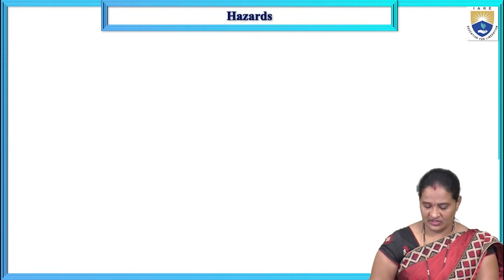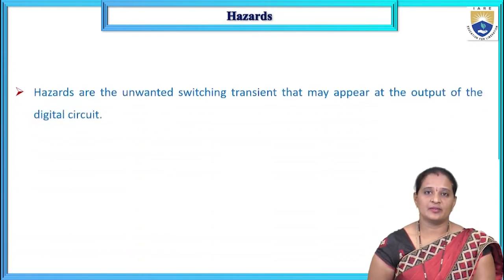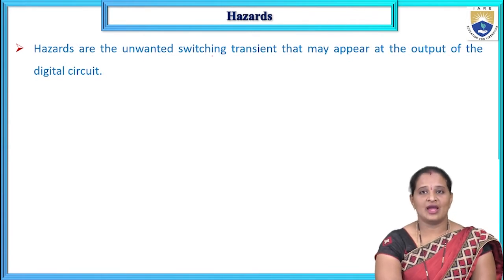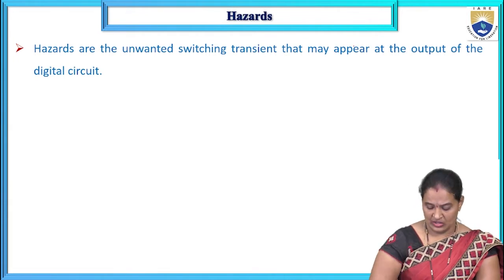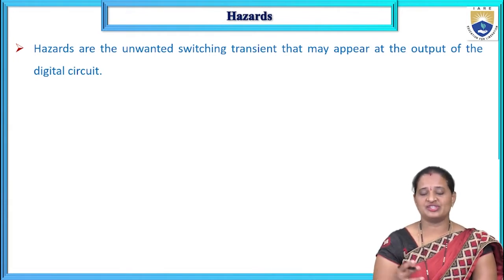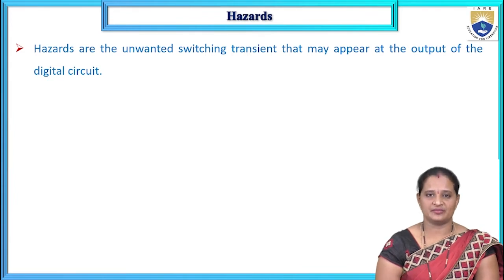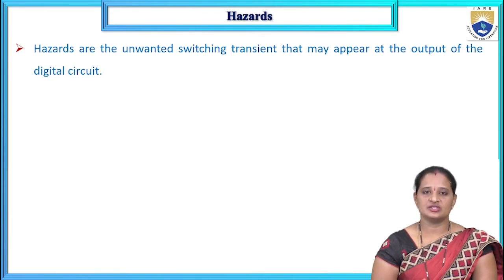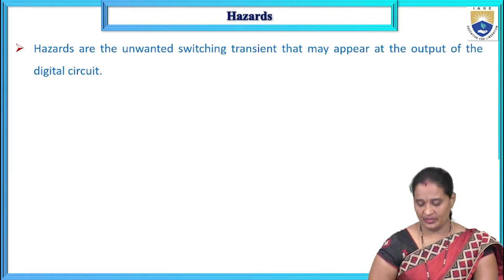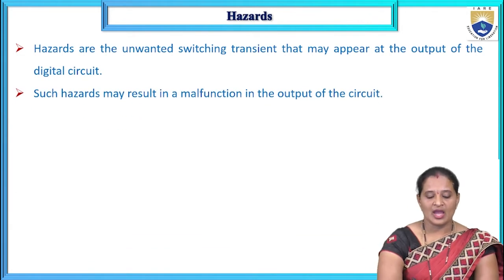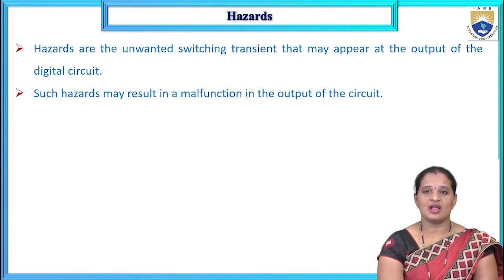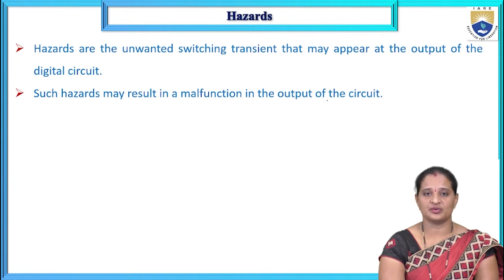Now first of all, let us see what we mean by hazard. Hazards are unwanted switching transients that may appear at the output of a digital circuit. Transients mean a change of state, either from 1 to 0 or 0 to 1. If any unwanted transients occur in the output, such situations are called hazards. And such hazards may result in malfunctioning in the output of the circuit.